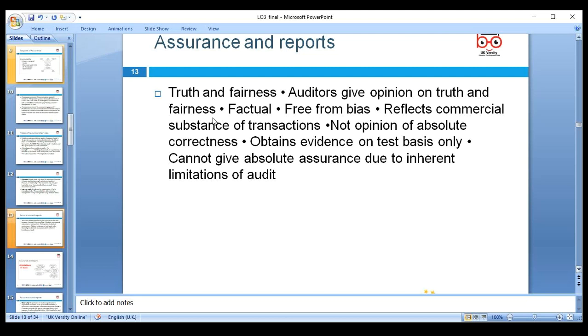Auditors obtain evidence on a test basis only and cannot give absolute assurance due to inherent limitations, like we said earlier. When you do an audit, you go into an organization, request documents, and they provide the documents. Whatever they provide, you rely on those documents. You check against the actual figures stated in the financial statements. If those are not accurate, you can give limited assurance, and if they are accurate, you can give positive assurance. And of course, you never give absolute assurance, because of the inherent risk: you can only rely on the documents you have been given.